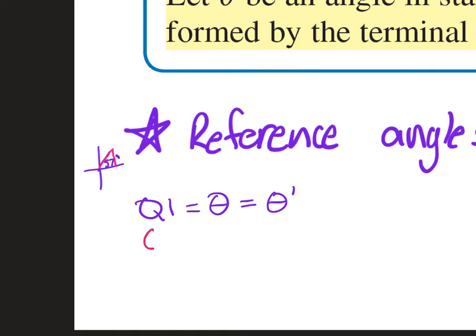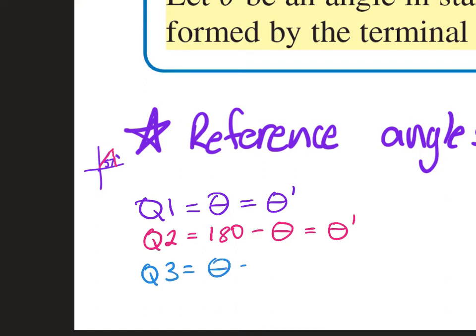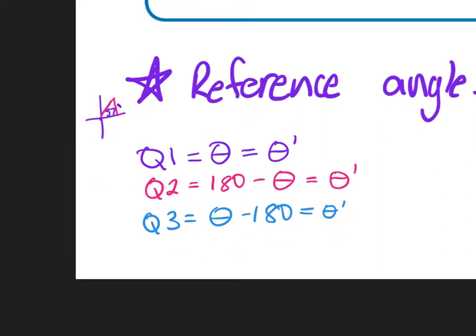If the angle falls in quadrant 2, you will say 180 minus theta gives you your reference angle. If the angle given falls in quadrant 3, you say theta minus 180. It gives you your reference angle. And if they tell you that theta lies in quadrant 4, it's 360 minus theta that will give you your reference angle.